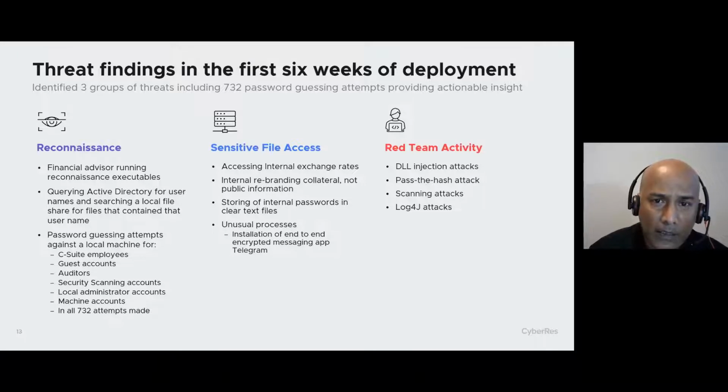In terms of sensitive data which was being accessed, this included internal exchange rates, which is very dangerous for a financial services organization in terms of insider trading, and internal rebranding collateral, which was not public information. Multiple passwords were being stored as clear text files, and there were unusual processes. These included the encrypted messaging app Telegram, which is specifically barred by Financial Conduct Authority regulated organizations.